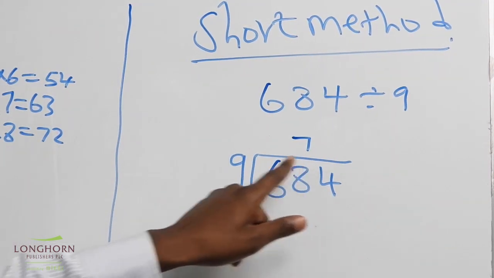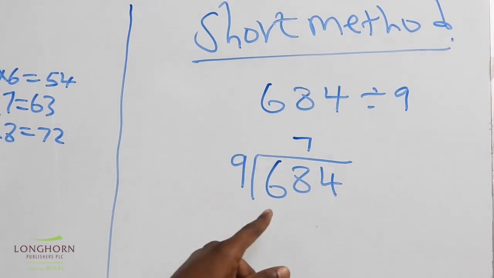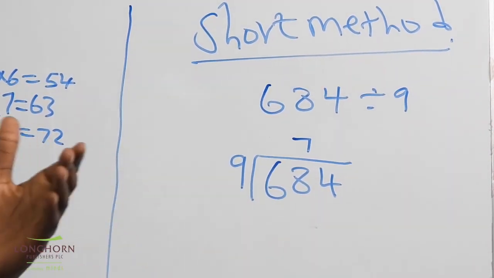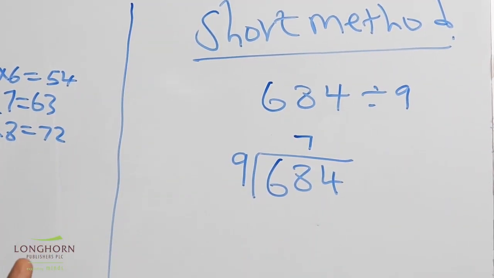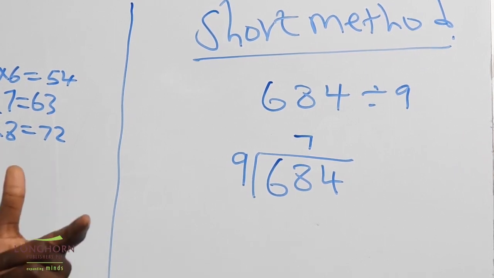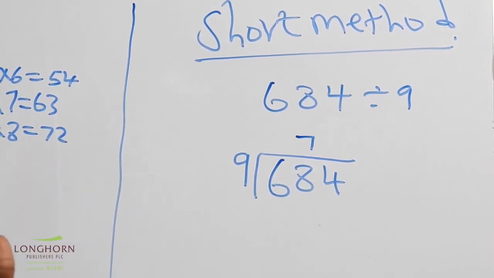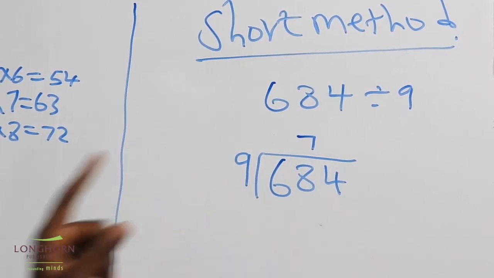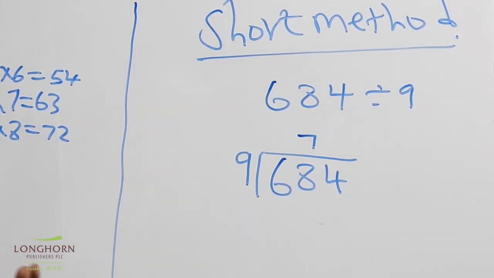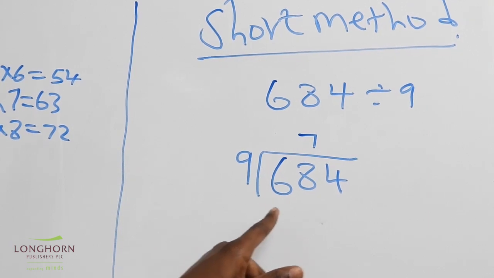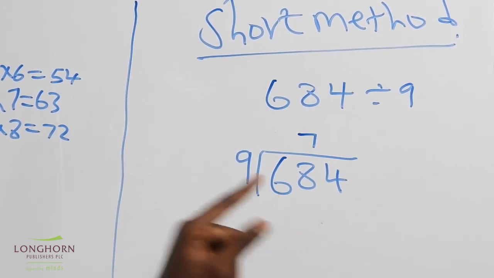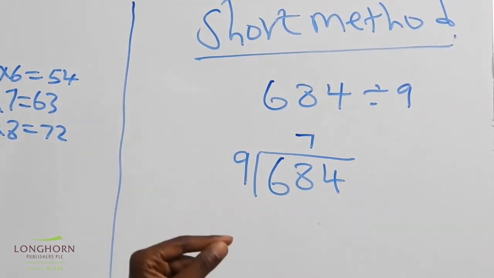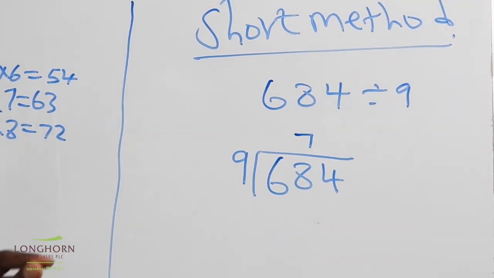So 7 times 9 will be 63. Now the short method, its essence is that it helps you to develop some mental mathematics, such that you know that if you do 7 times 9, it is 63. So you have it in mind that if you have 63 here, you will have a remainder of 5, because 68 minus 63 will be 5.